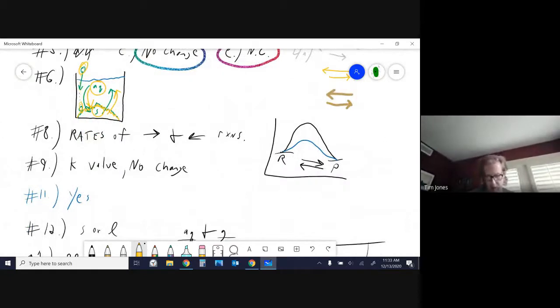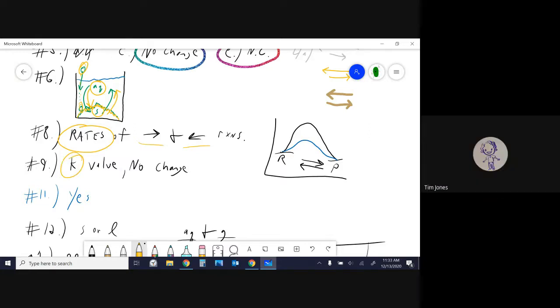8, what is equal in equilibrium? Well, it's the rates of the forward and reverse reactions, not the amounts. 9, how does the catalyst affect equilibrium? It doesn't affect the K value. There's no change in the value of K.